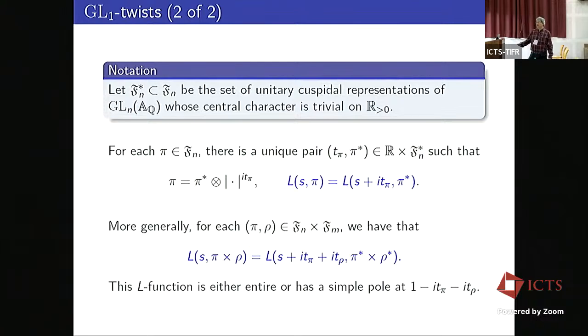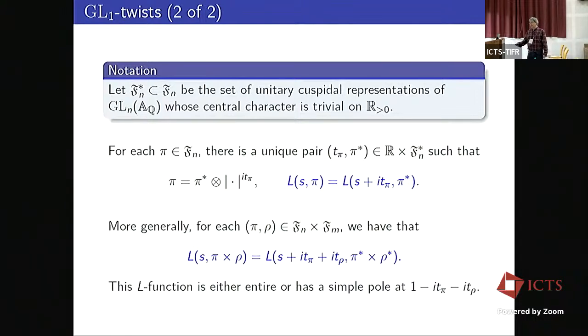Now here we can see why this normalization is useful. When you normalize pi and rho, for the normalized pair, a pole can only occur at the point 1. For the non-normalized L function, if the L function is not entire, the pole occurs at 1 minus i t_pi minus i t_rho. So we know exactly where a pole can be, and if it exists, then that is a simple pole.